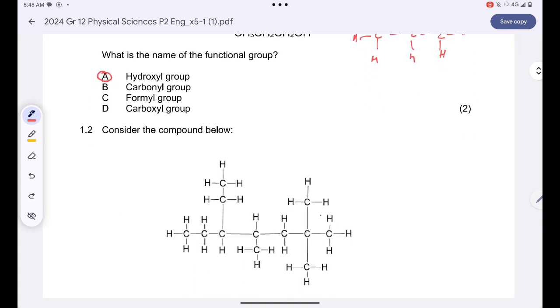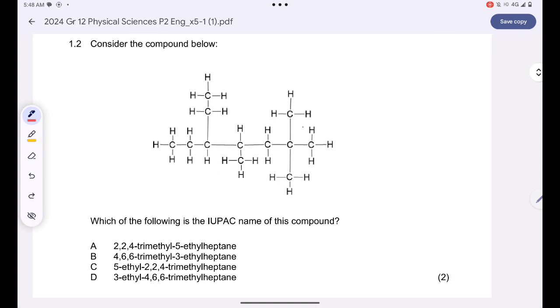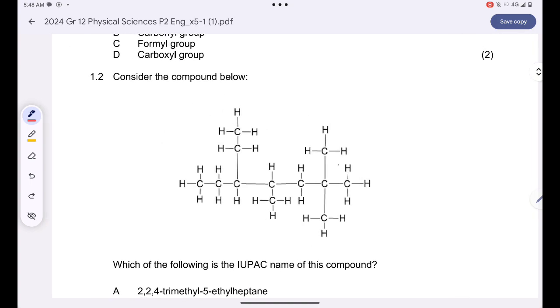Okay, consider the compound below. Which one of the following is the IUPAC name of this organic compound? Okay, let's name this one over here. Since I can see that I have a hydrocarbon which is saturated. Saturated simply means it has single bonds between adjacent carbons.